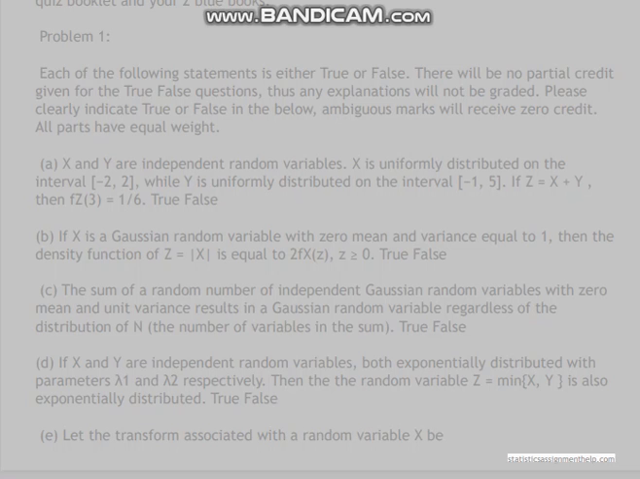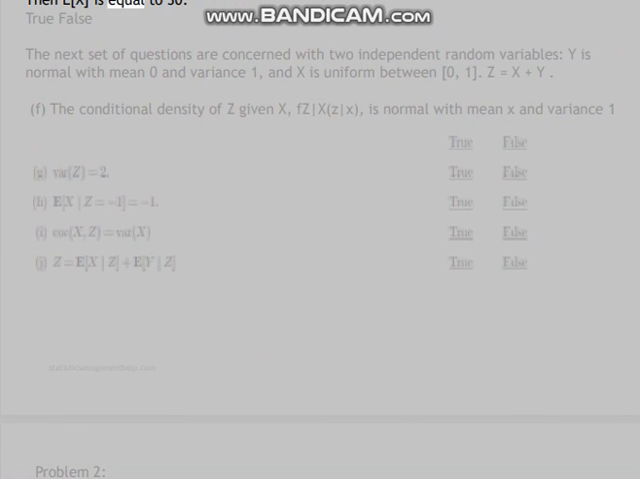Then E[X] is equal to 30. True/false. The next set of questions are concerned with 2 independent random variables. Y is normal with mean 0 and variance 1, and X is uniform between 0 and 1. Z equals X plus Y. F. The conditional density of Z given X, f_{Z|X}(z|x), is normal with mean x and variance 1.